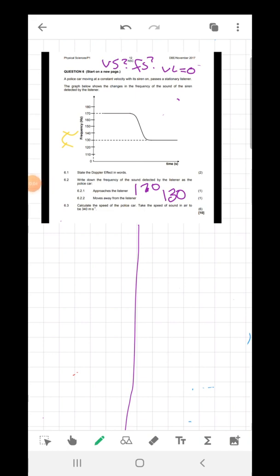The police car is the source that is emitting the sound. It's a sound source, so we actually want Vs. But we obviously can't just use the big formula, because you can see it's 6 marks. You can't use it just yet because we have 2 unknowns: Vs missing and Fs missing.